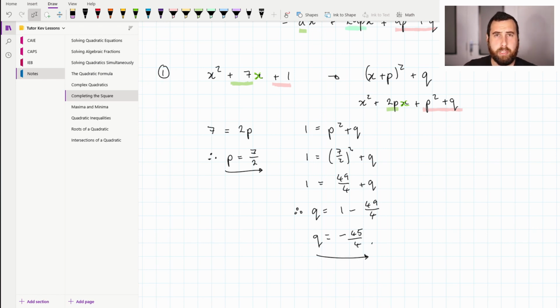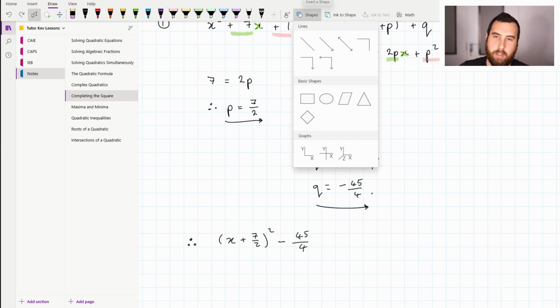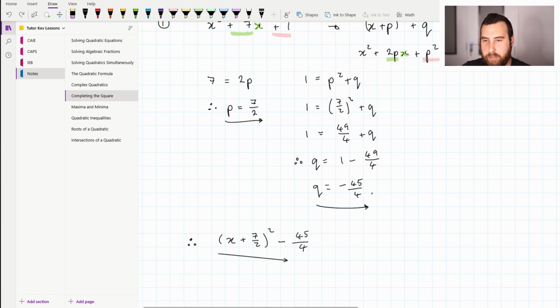Right, so now I've got my two constants for my completed square, and now I'm going to write it in the completed square form that they asked for. So therefore, my completed square is going to be x plus 7 over 2 squared minus 45 over 4. And so here we have our completed square.